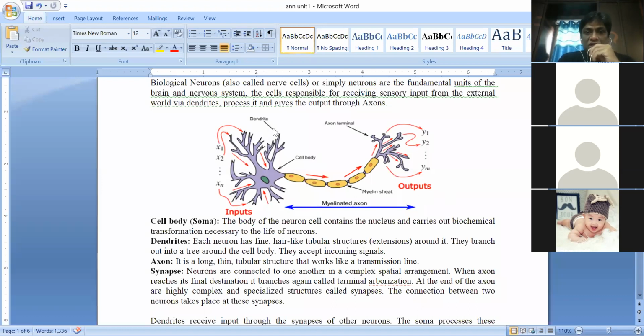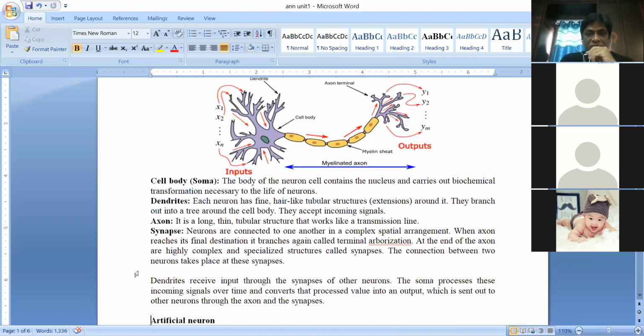So these are the major parts. The first part is soma, where actual processing occurs. Dendrites act as the input, receiving incoming signals. The main job of the dendrites is receiving incoming signals. Axon is a thin tubular structure which acts as a transmission line which carries the output produced by the soma, and the synapses are the connections between the neurons. Right. So this is the biological neuron, the parts of a biological neuron, and their responsibilities.